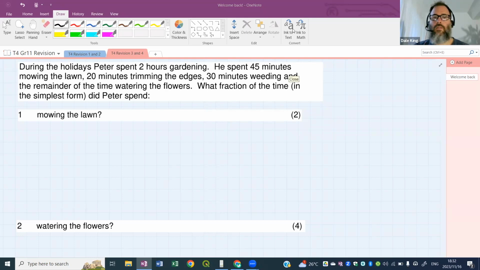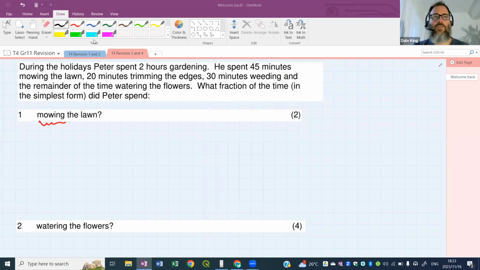Oh, 2.5. It couldn't be that. There must be something else. Horrible. What fraction of the time did Peter spend mowing the lawn?